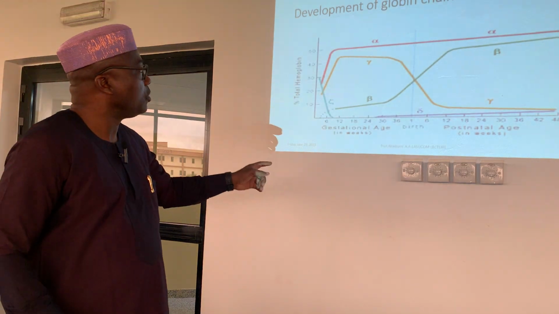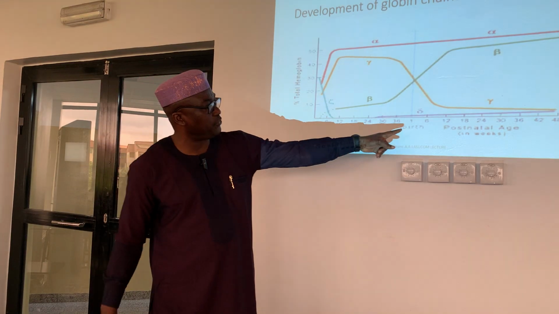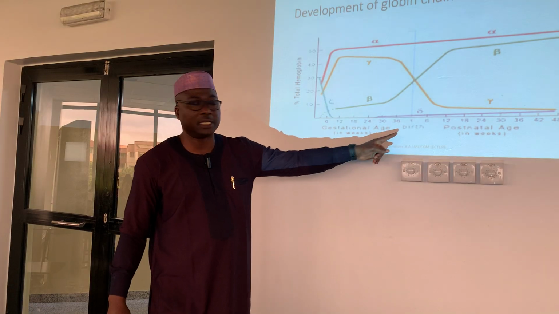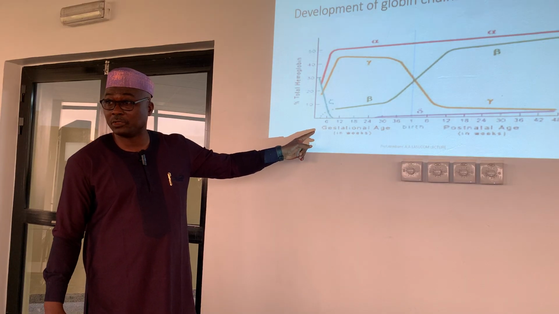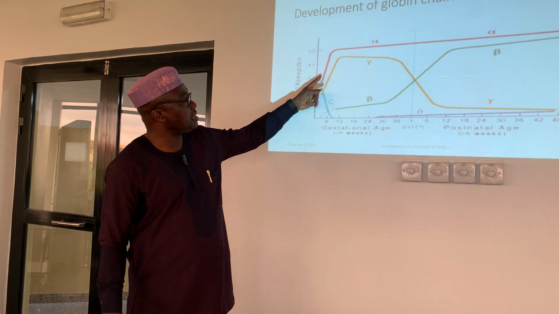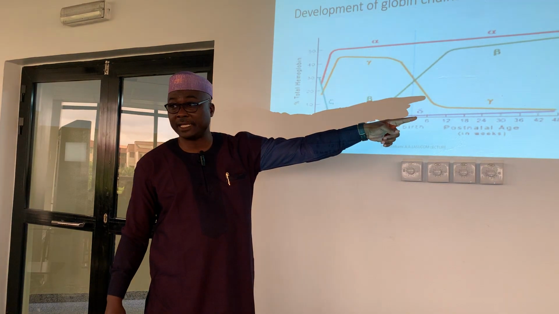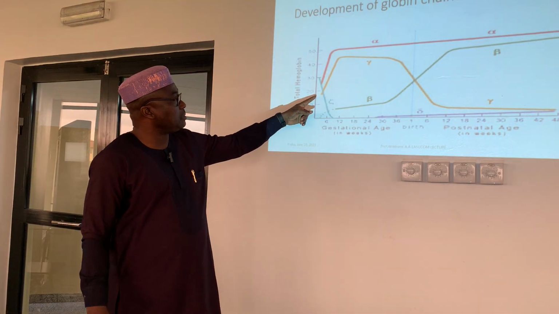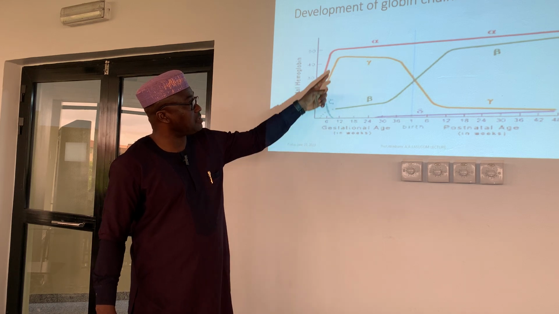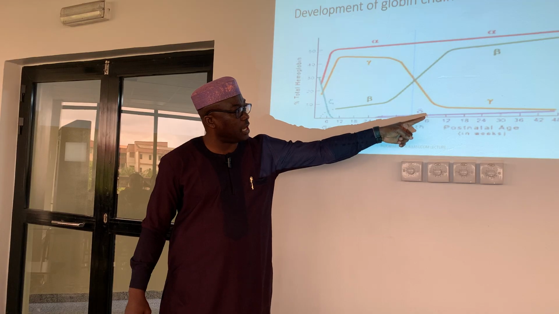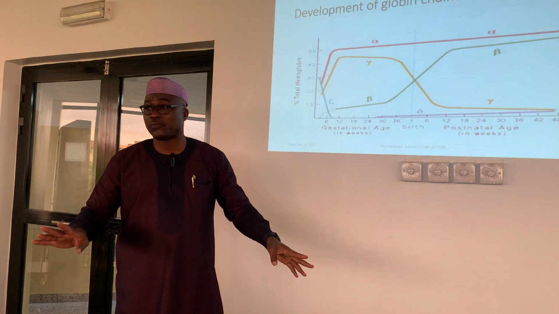So this is what happens. In this graph, you can see the alpha chain. This is before birth. Everybody look at it again. This is 6 weeks of gestation, of pregnancy. So the alpha chain goes up and then plateaus until death. But look at the gamma chain. The gamma chain goes up until about 12 weeks, then gradually comes down until 6 months, when it goes off completely.